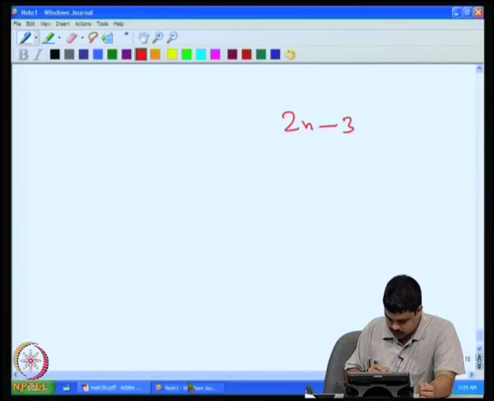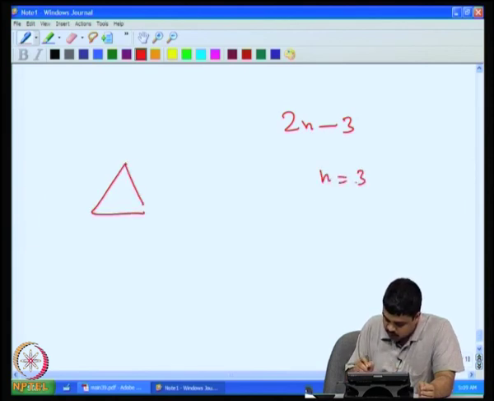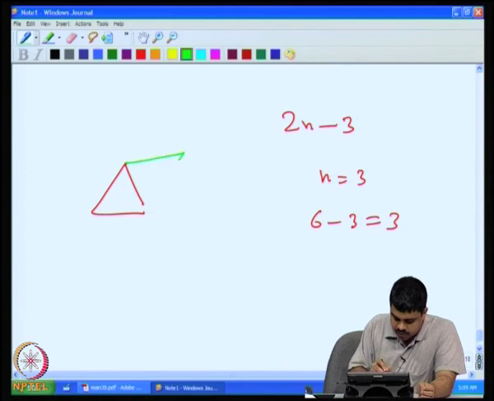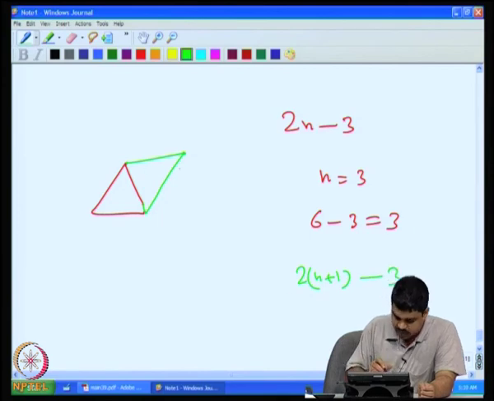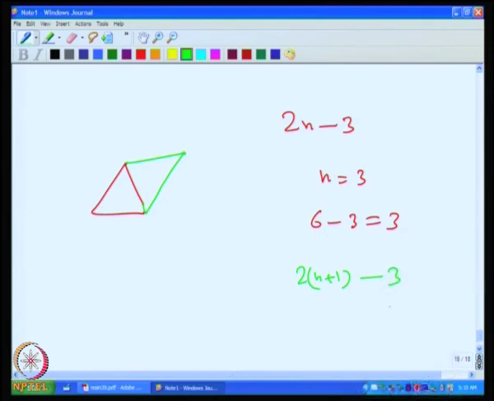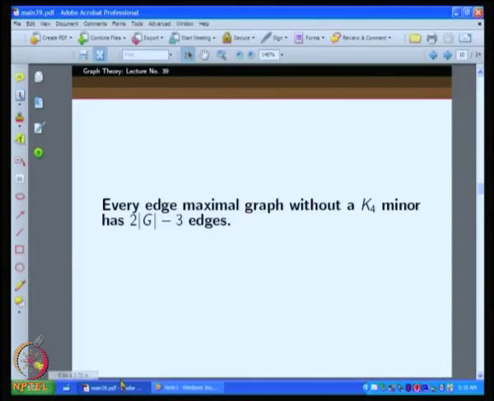First let us test for the triangle. Put n equal to 3. So 2 into 3 minus 3, that is 6 minus 3 equal to 3. That's correct. Now when I am pasting a new triangle, we introduce 2 edges. So this becomes 2 into (n plus 1) minus 3. For every new vertex you are only introducing 2 edges, so this will be true. Just by simple induction it's verified. So that was an immediate consequence.